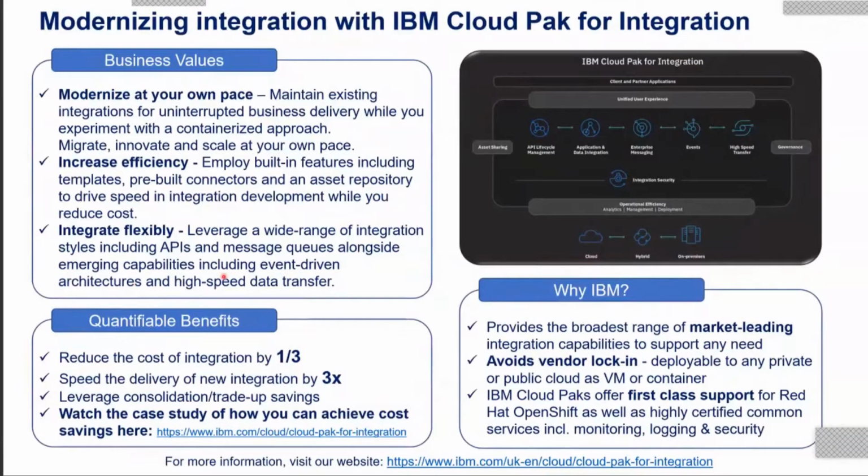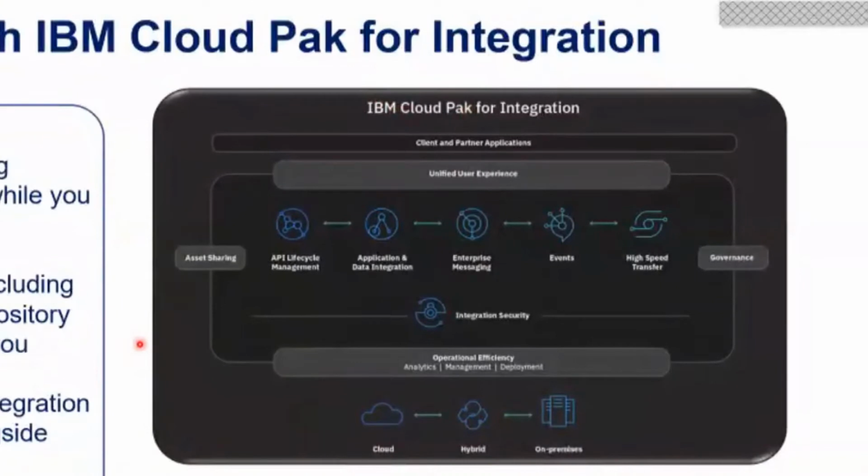We can actually quantify the benefits. We know we can reduce your costs for integration by a third, and make it three times faster. We can leverage your consolidation trade-up savings. When we trade up in this kind of environment, there are some advantages for non-prod environments and so on. There's a link on the slide to a case study of how we've achieved this cost savings. IBM has a bit of marketing going, so read it. But this is the basic slide we will see around the Cloud Pack for Integration.